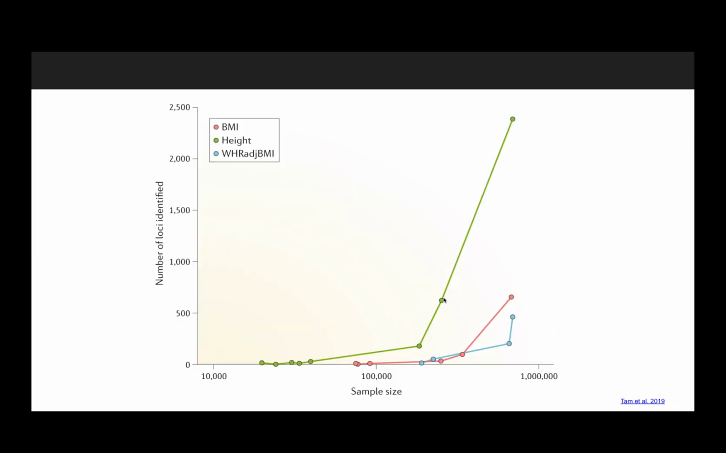Okay. This slide does not have a title, but what I wanted to show you here is that the number of SNPs that you identify to be associated can be a function of the sample size, right? The number of patients or the number of people you included in your cohort study could end up identifying more loci. Loci is the plural of locus. Locus is the location in the chromosome. What this particular plot is trying to show you is different traits.